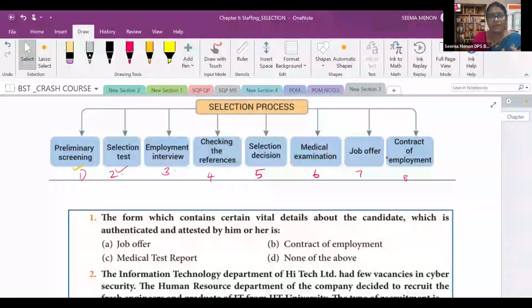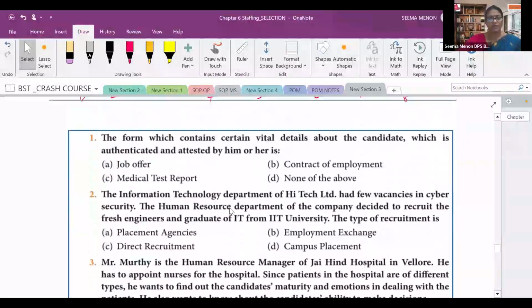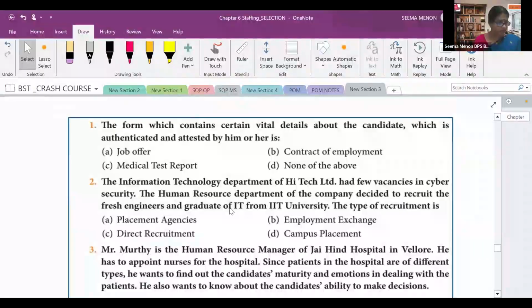Then comes directing. There is no process given. Then controlling chapter, process is given. So in 4 chapters, processes are given. Clear? So you will learn as per the given order. Let's move into this. A few case studies are given. So let's try to answer that. You will read those case studies and you will try to answer.